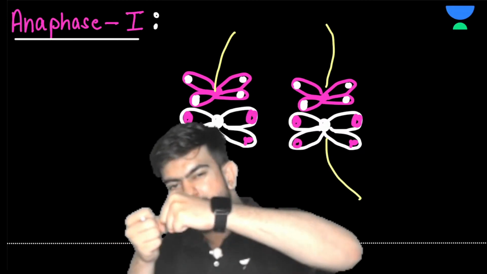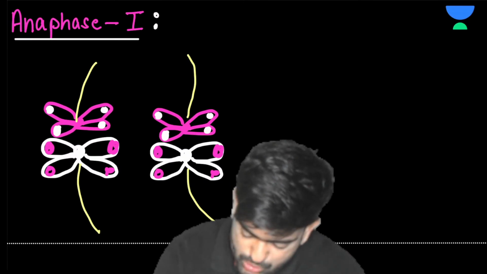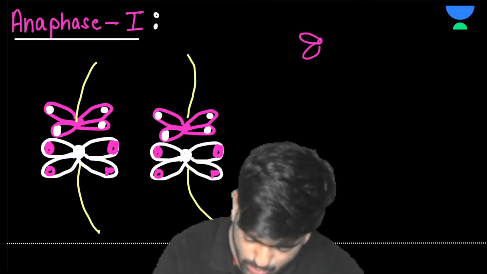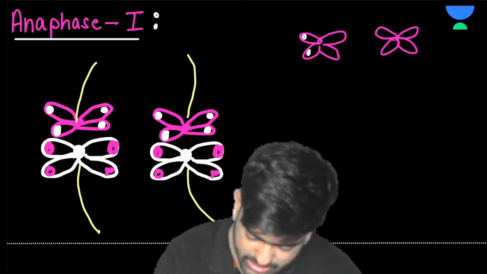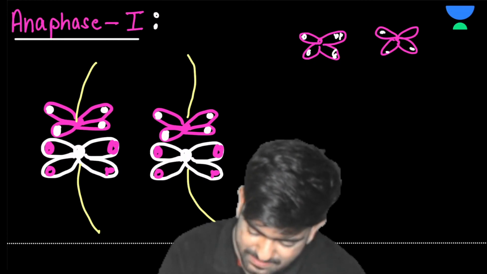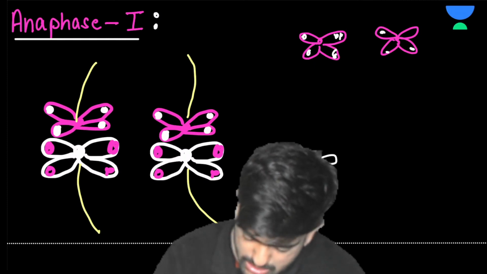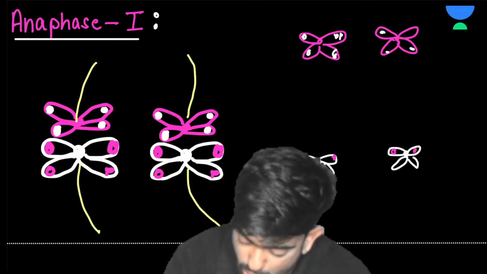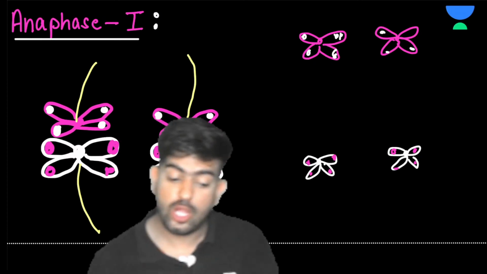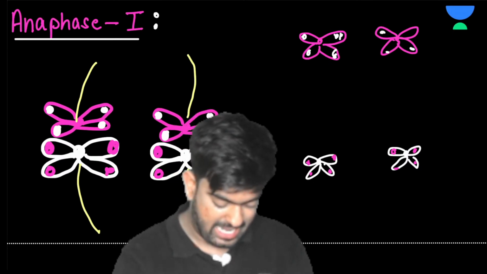Now the spindle fiber is going to tear them apart, and these chromosomes will be like this. Julie's chromosome will be here with that crossing over thing. And then Harry's chromosome will be in the other pole. So this is how homologous chromosomes for the very first time got separated in anaphase 1. Homologous chromosomes got separated in anaphase 1.